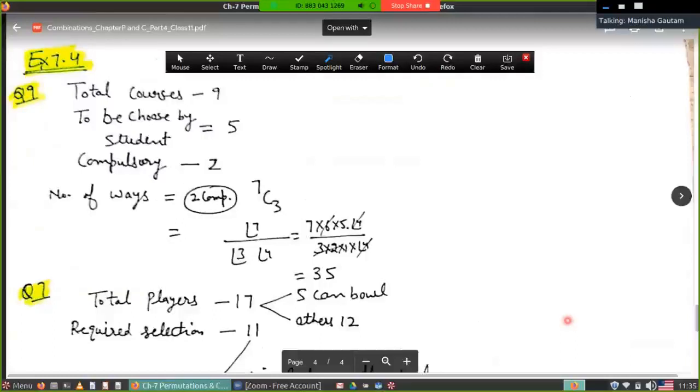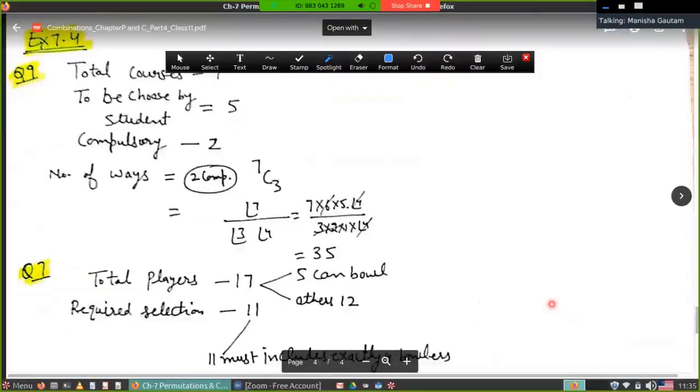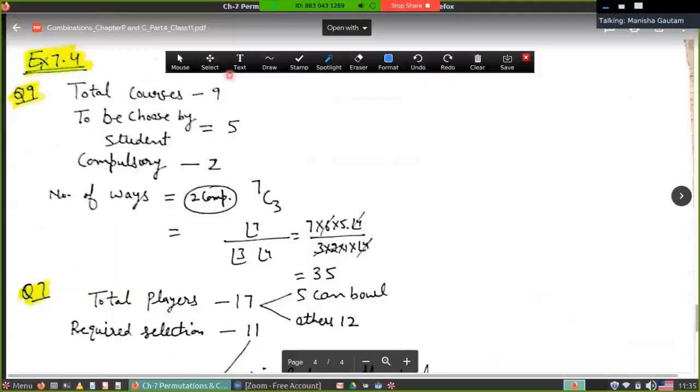What is given in question number 9? I have briefed it here. A total of 9 courses are given to you, to be chosen by the student: 5, and 2 are compulsory. Out of 9, you have to select 5, and 2 are compulsory out of the 5. It means 2 are compulsory, which should be opted by the students 100%. It means out of 9, 2 are compulsory, only 7 are left. And out of 5, you have selected 2, so 3 are to be selected now.